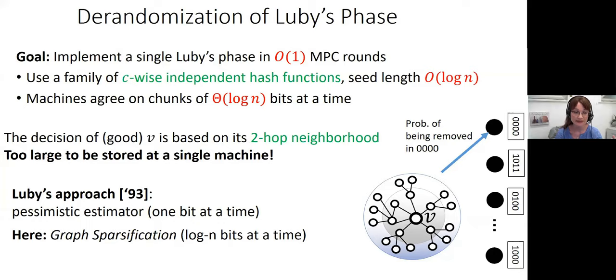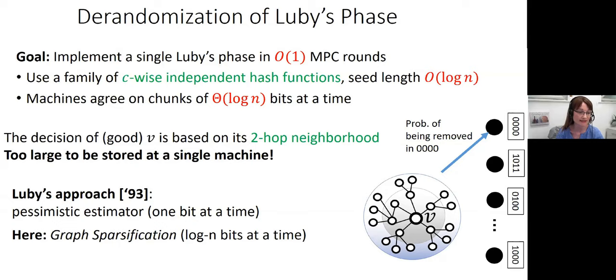So for every node V, provided that the machine could store the two-hop neighborhood of a given node, we could be in a situation where we can find log n bits at a time. But the problem is that not only can we not store the two-hop ball in a single machine, we cannot even store a single one-hop neighborhood on a given machine.